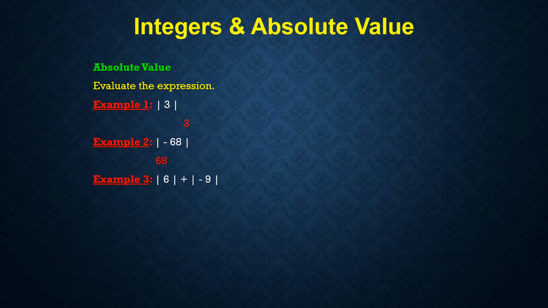Now, let us see what happens if I add the absolute values of 6 and minus 9. What is the absolute value of 6? It is 6. The absolute value of minus 9, we all know that the absolute value is always a positive number, so the absolute value of minus 9 over here is 9. So, the sum is 15.